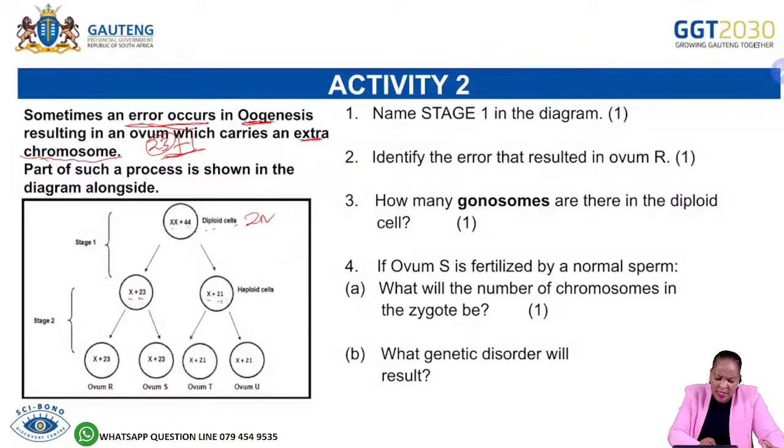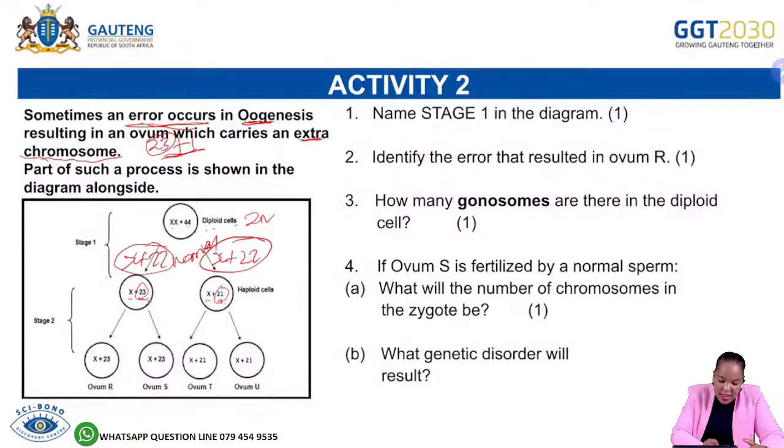Now you see, there is an imbalance here. So what happened here? In here you were expecting to get X plus 22 and X plus 22. So under normal circumstances, this was going to be X plus 22 and X plus 22. But because this is not a normal situation, what happened? This cell ended up with 23 chromosomes and this one has 21. Already this tells you something. There was an error there, like they say in our statement.